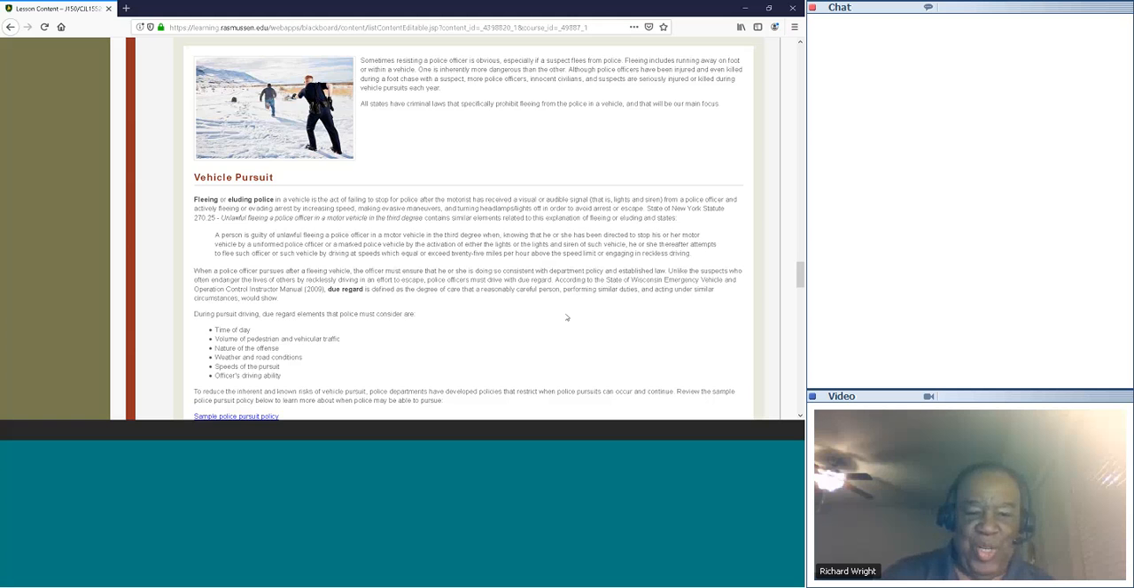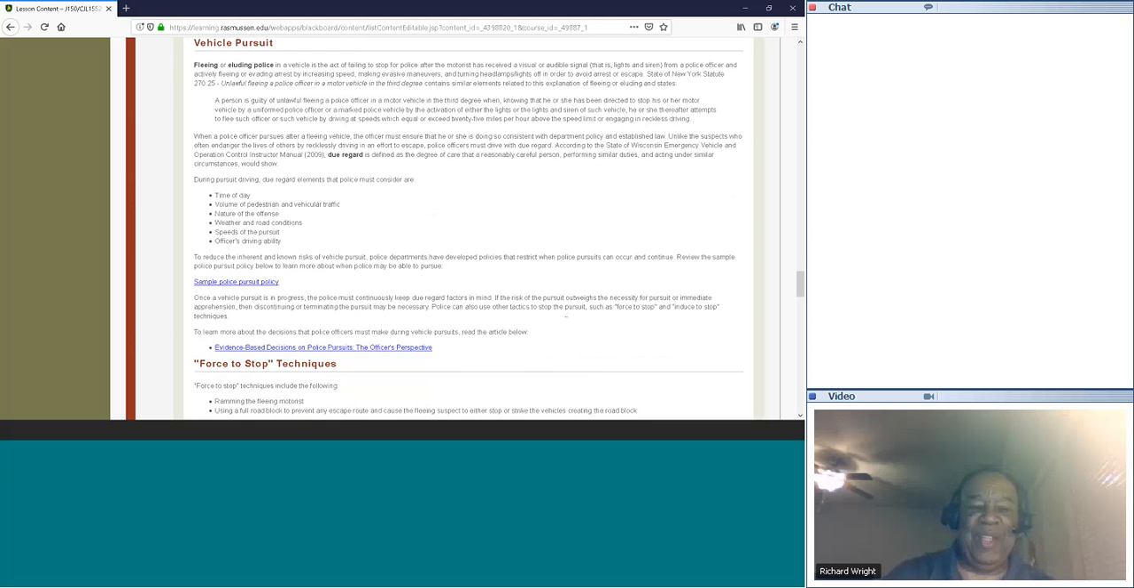It says, according to the State of Wisconsin Emergency Vehicle and Operation Control Instruction Manual, due regard is defined as the degree of care that a reasonably careful person performing similar duties would act under the circumstances. Now, during the pursuit, there are a lot of things to take into consideration. Is it day? Is it night? What time of day? Is there a lot of traffic out there? What is the offense? Is the person charged with stealing a loaf of bread and takes off running, or a bag of candy, or something like that? Depends. The weather and the road conditions and the speeds that are involved, and then, of course, the driver's ability.